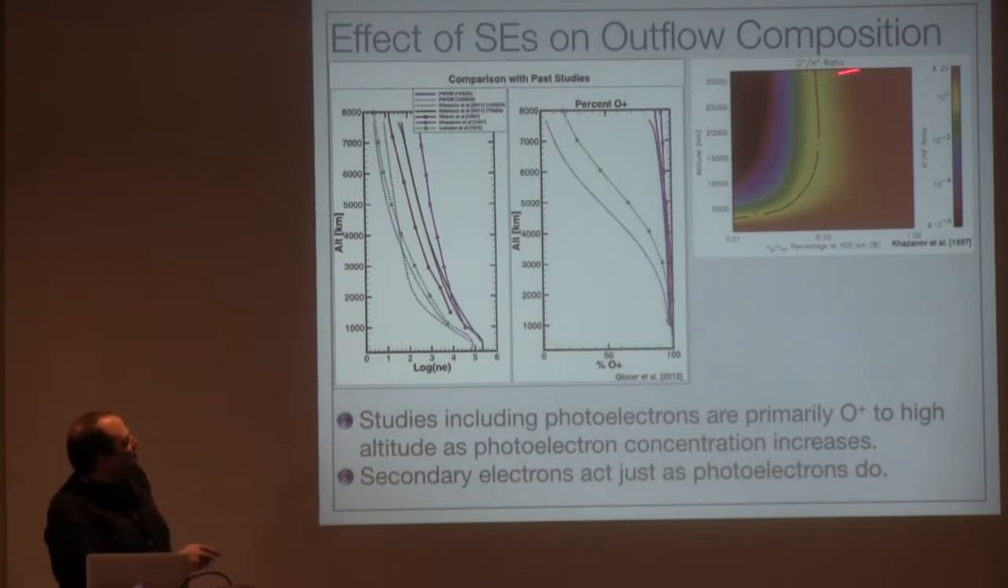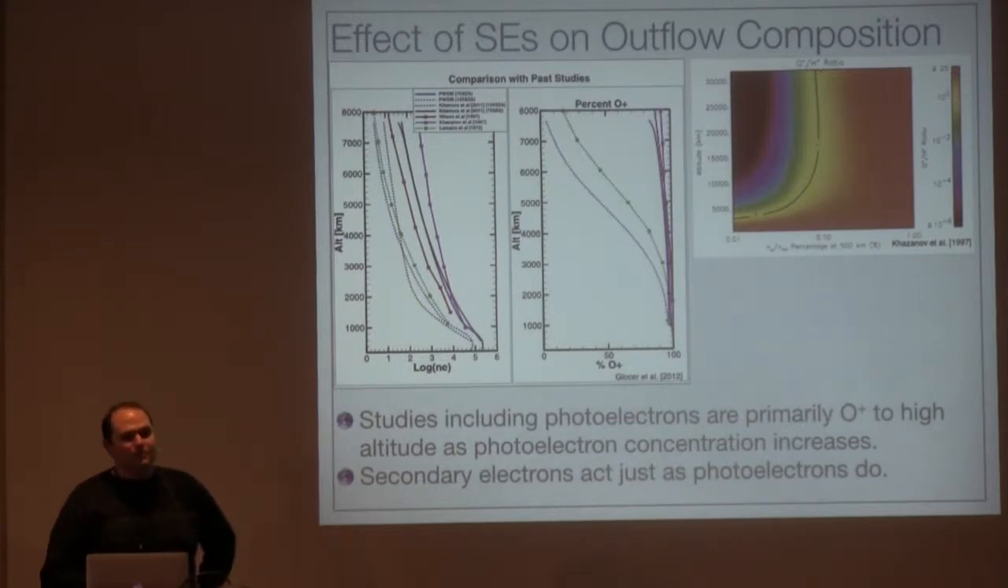And this was a nice figure from George's paper where he just varied the percentage of photoelectron content at the base of his model from 0.01 to 1%, and then plotted a color contour of the O+ to H+ ratio. And basically, once you're above 0.1% of O plus at the base of your field line, you can have a very high percentage of O plus.